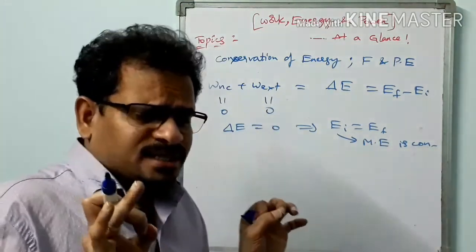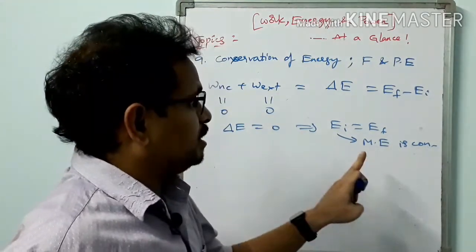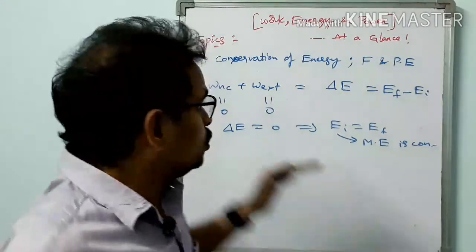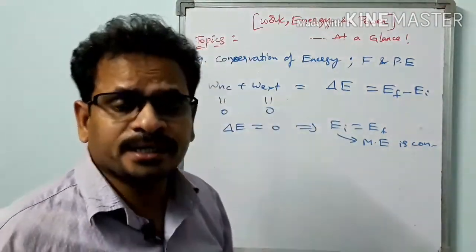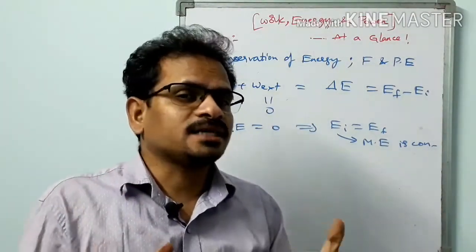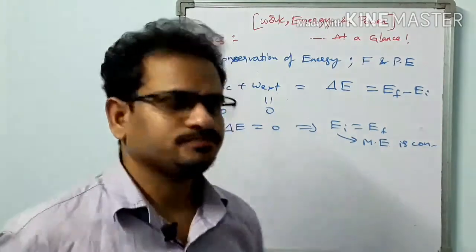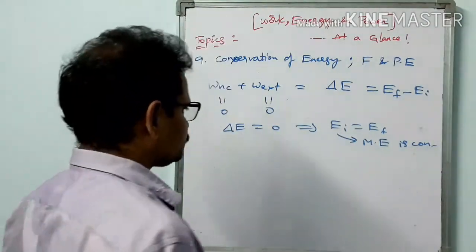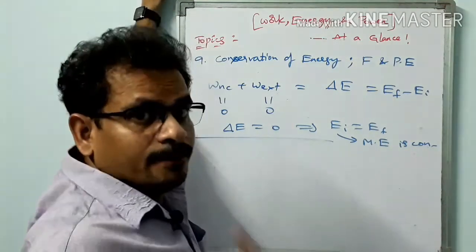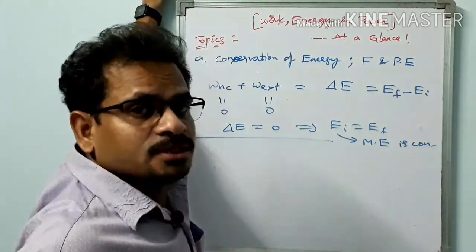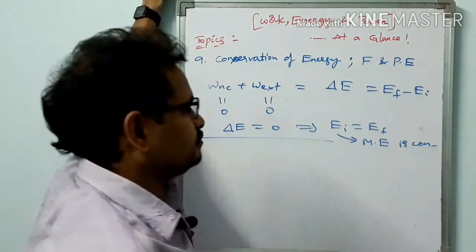So only conservative internal forces are acting, then mechanical energy is conserved. If no non-conservative forces are acting, if no external forces are acting, and if work is done only by conservative internal forces, then the mechanical energy of the system is constant. Got it? Keep in mind, the mechanical energy of the system is conserved only if conservative internal forces are acting.